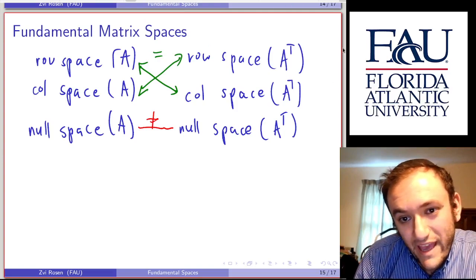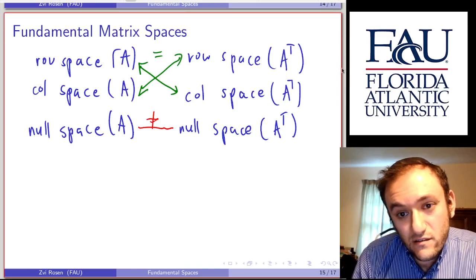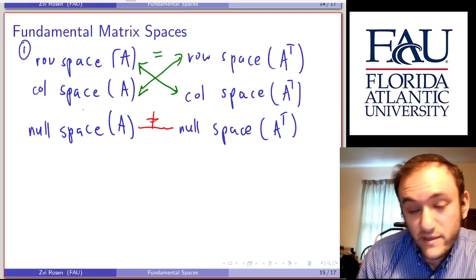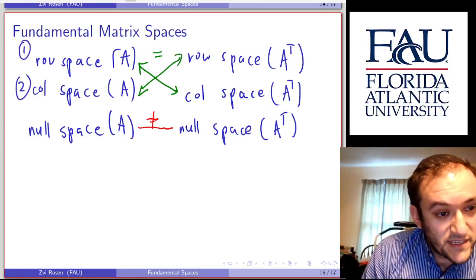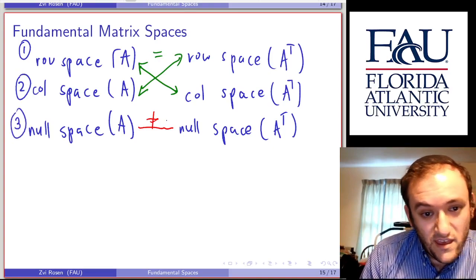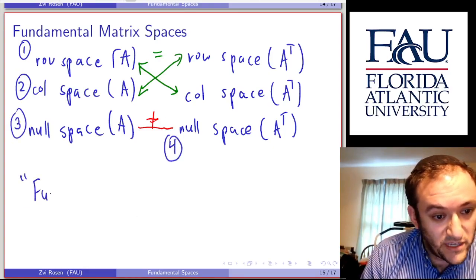Okay, so that means we have four fundamental matrix spaces. We have the row space of A, which is the same as the column space of A transpose, the column space of A, which is the same as the row space of A transpose, the null space of A, and the null space of A transpose. These are called the fundamental matrix spaces.